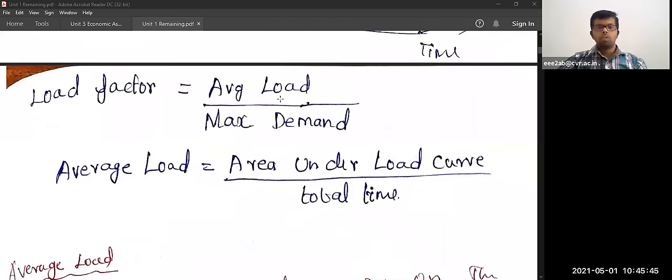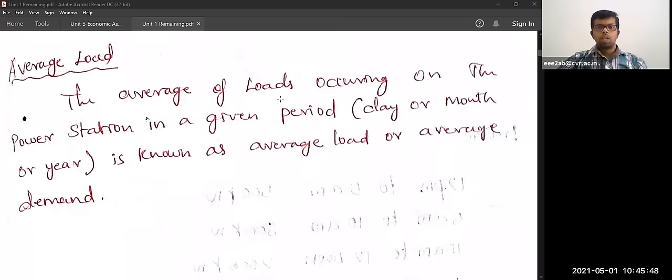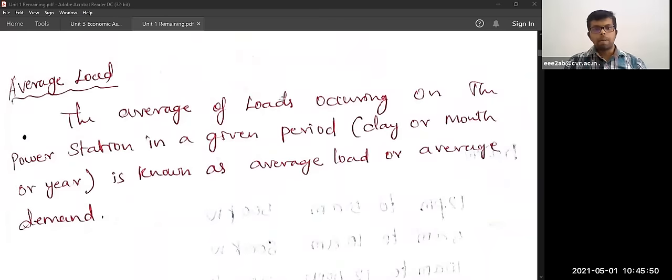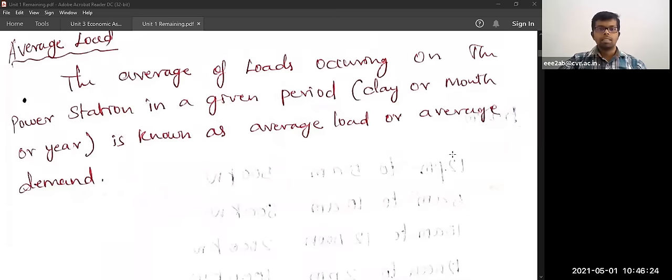Next is average load. So what is the average load? Average load is nothing but the average of loads occurring on the power station in a given period of time. That is in a day or in a month or year. That is known as average load or average demand. As I said, load is nothing but a demand. Whatever load we are expecting, that is the demand of that particular system. So load or demand is the same.